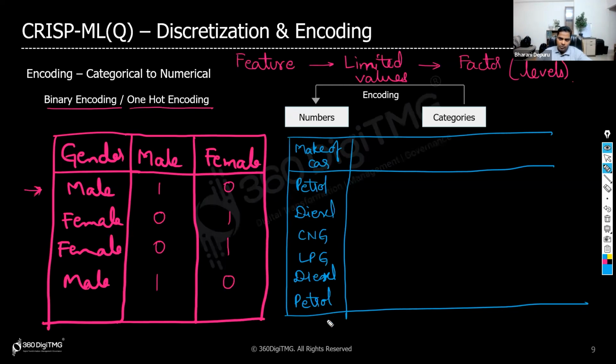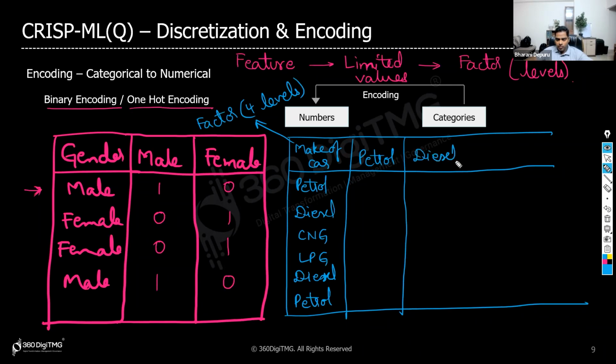If you look at these limited values, how many unique values are there in this data set? Petrol, diesel, CNG, and LPG. These are the 4 variants. So make of car would be called a factor, and this has 4 levels within that. So we have petrol, we have diesel, we have CNG, and we have LPG. We have these 4 variants.